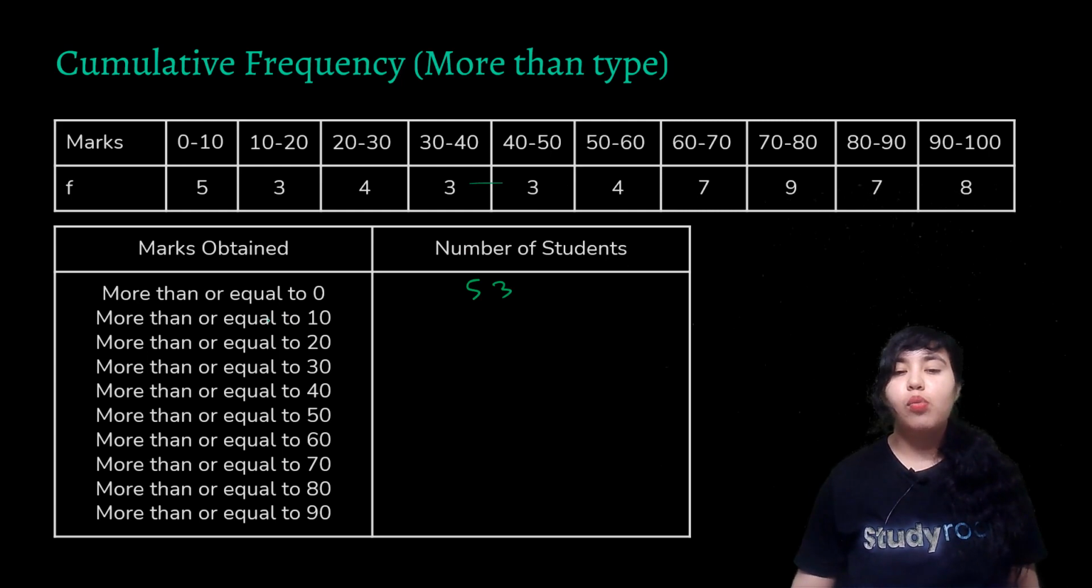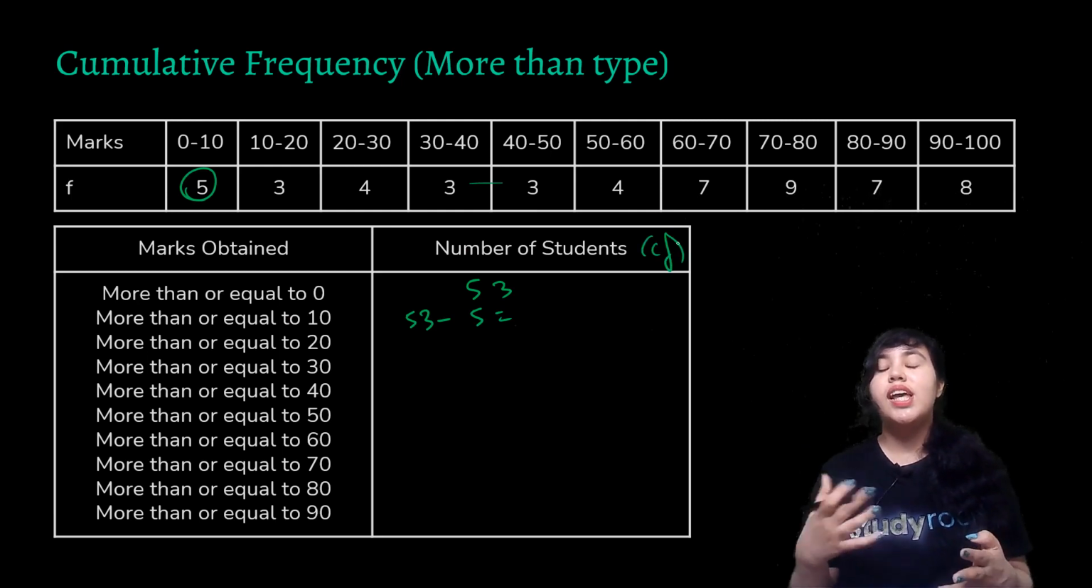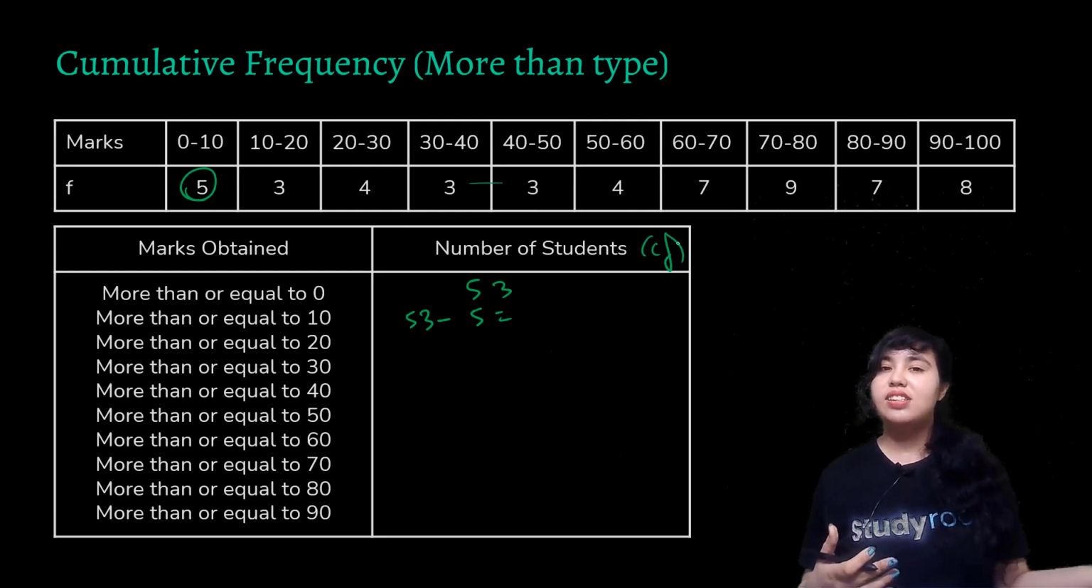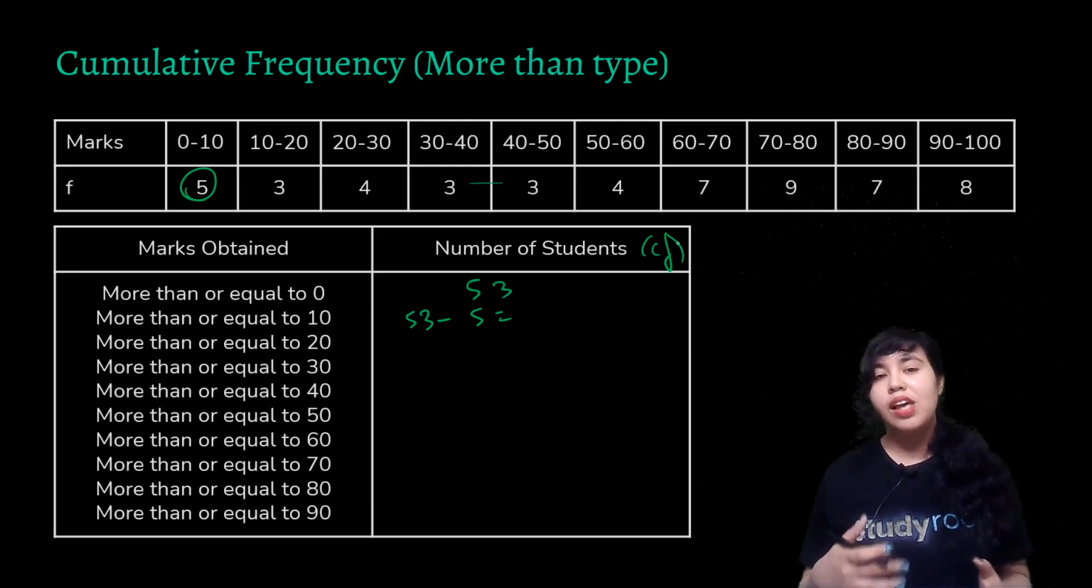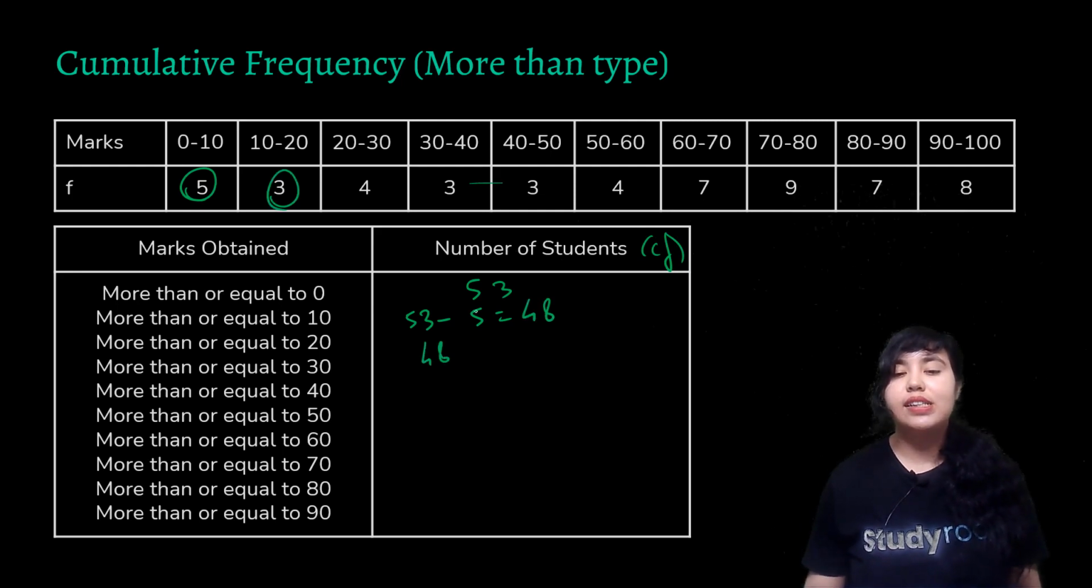Then if you do more than or equal to 10, you will do 53 minus 5. So notice the change in writing the cumulative frequencies. There's a difference between writing the cumulative frequencies for less than type and writing the same for more than type. However, whichever method you choose, you will get the median as the same. So 53 minus 5 in this case will become 48. Then you will take 48 minus 3. That will become 45. Then you will do 45 minus 4.